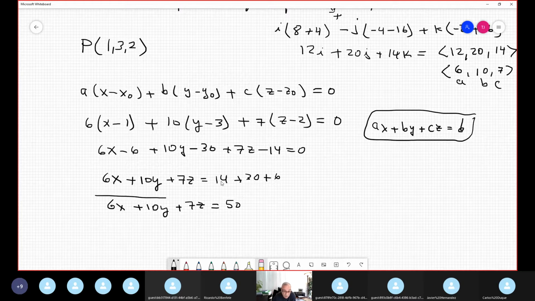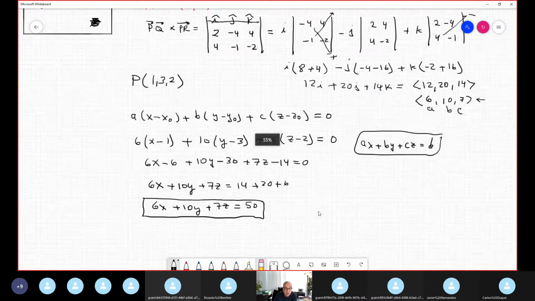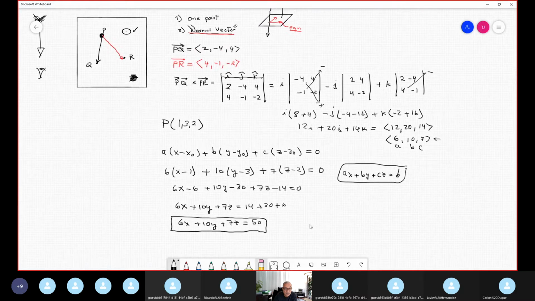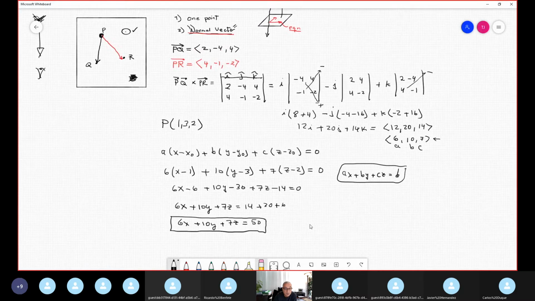For curiosity, this is work for you, I have no time. You plug in any initial point and the equation is satisfied perfectly, because this plane contains the 3 points P, Q, R. End of the story. Any question? What part you don't understand?